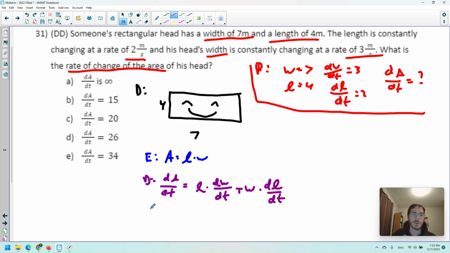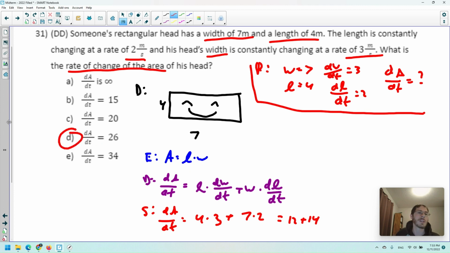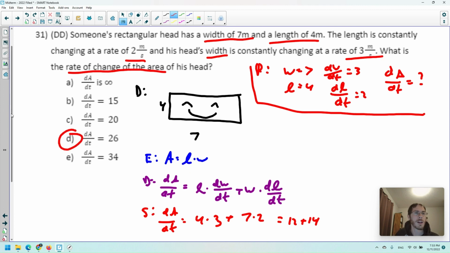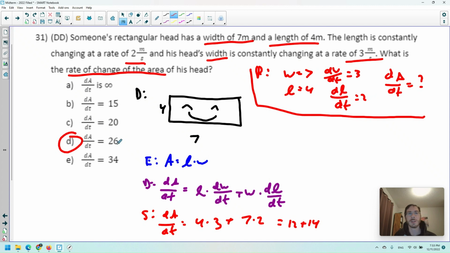So we'll plug everything in that we've got. So we'll substitute and solve. So dA/dt is equal to L is 4, dW/dt is 3, W is 7, dL/dt is 2. So this is 12 plus 14 for 26. And that's going to be our dA/dt. The units aren't given here, so sometimes they like to give you the units. This person didn't, but it would be meters squared per second, because we got meters times meters per second.